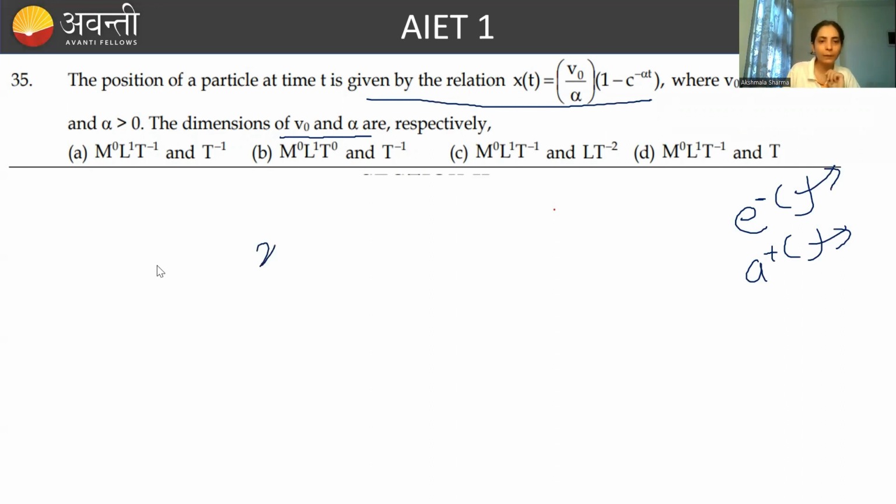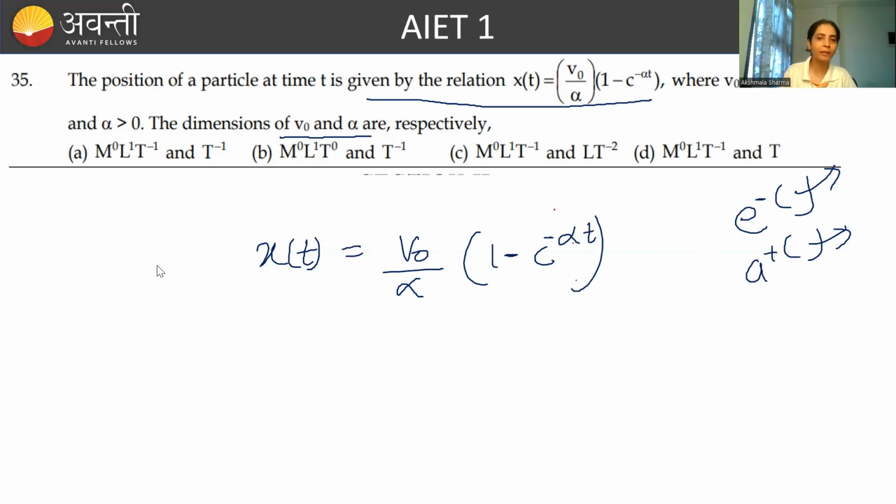ठीक है? तो यहाँ पे आप देख लो x as a function of time t is V naught by alpha times (1 minus e to the power minus alpha t). We have to calculate the dimensions of V naught and alpha. अब आप यहाँ पे देख लो अल्फा एंड टी, ये दोनों डायमेंशनलेस होने हैं क्योंकि ये e के पावर में है. So alpha का डायमेंशन नहीं पता, t का डायमेंशन is T, should be dimensionless, यानी कि M0 L0 T0 all should be 0, है ना. So dimension of alpha will be T minus 1.